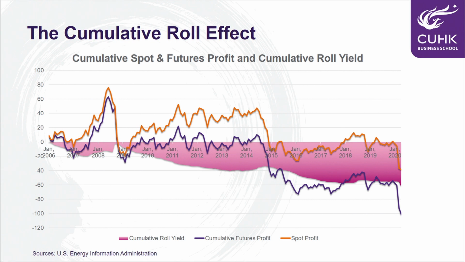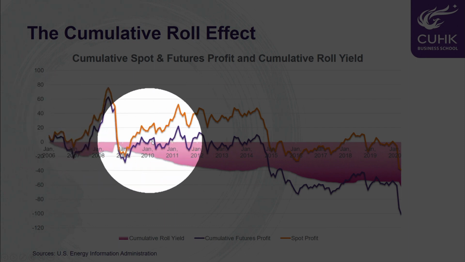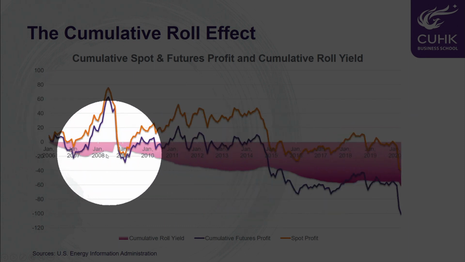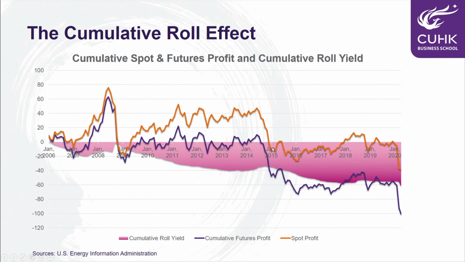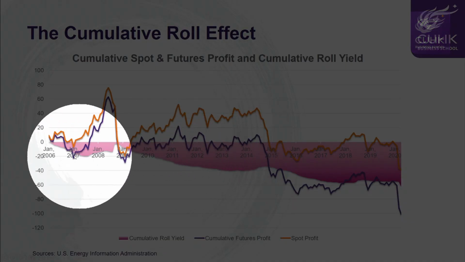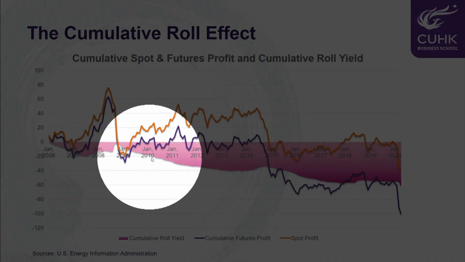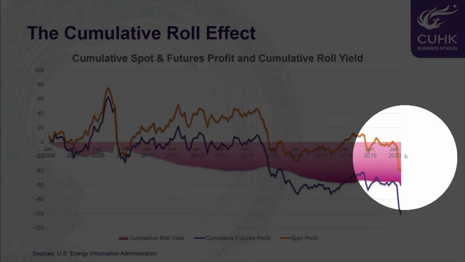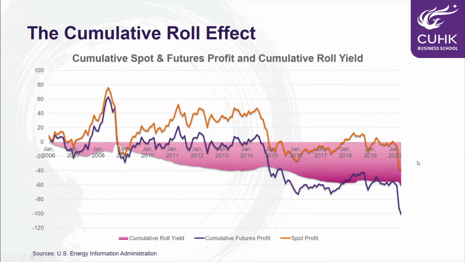So you will see, for the shaded area, this is the cumulative roll yield. For every single rollover, I try to calculate the negative roll yield. And then in another month, I also calculate another roll yield. And then I accumulate this together until today. Now you will see the cumulative roll yield impact is very, very significant.